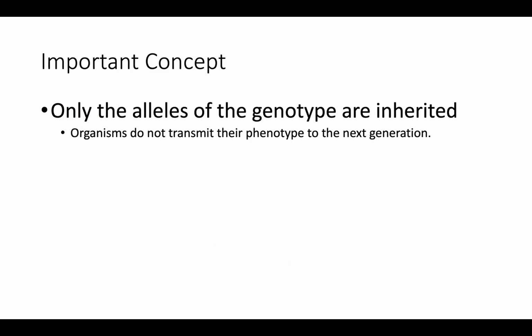Okay. So an important concept that we want to understand here, because these are some questions that you could see later, is that only the alleles of the genotype are inherited. So you don't transmit your phenotype from parent to offspring, right? You want to make sure that you don't say that incorrectly. You cannot inherit a phenotype. Our phenotype is our physical features and what we look like. You don't actually inherit a phenotype. What you do inherit are the alleles or the genes of the genotype.